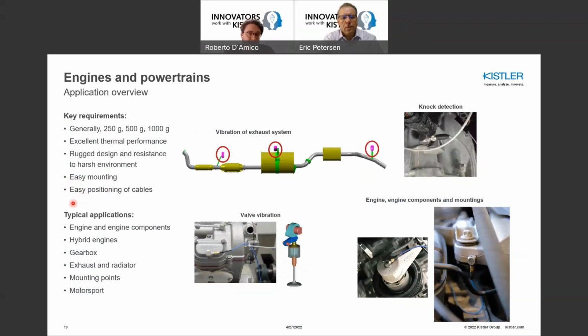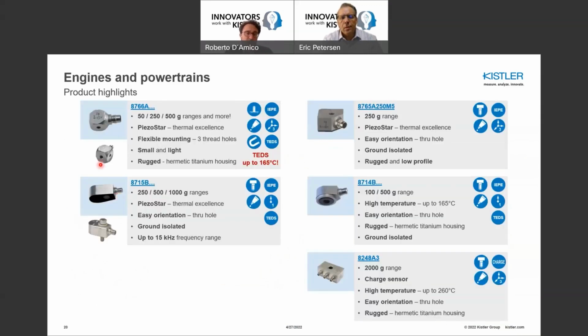And in these categories, of course, fall all applications like engines, engine components, hybrid engines, gearboxes, exhaust and radiator applications, mounting points, and then, of course, motorsport applications. So let's say that whenever you are dealing with this type of testing application, these key requirements might be a very good starting point for your selection. And when it comes to Kistler products, we have the 8766, which is a very versatile sensor.